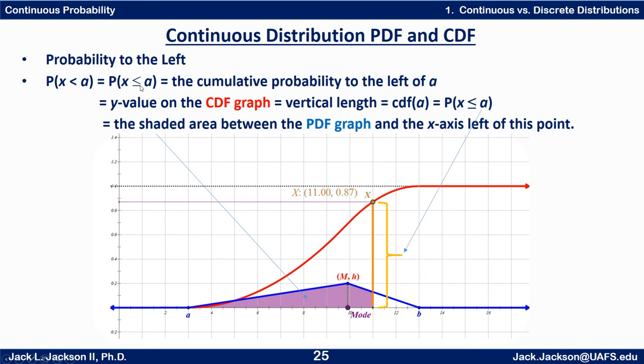So for a less than or equal to, or just a less than probability, remember they're the same thing here. The probability that x is less than 11 is the same as the probability that x is less than or equal to 11, which is 0.87 in this case.